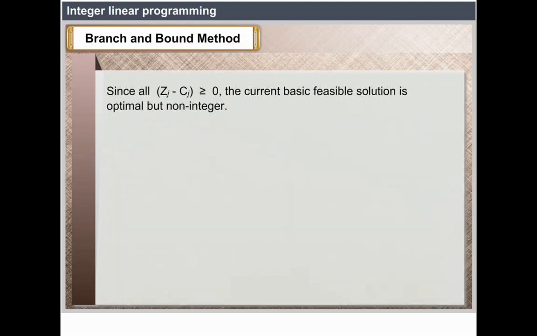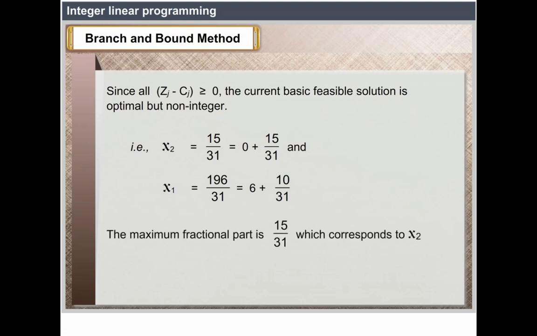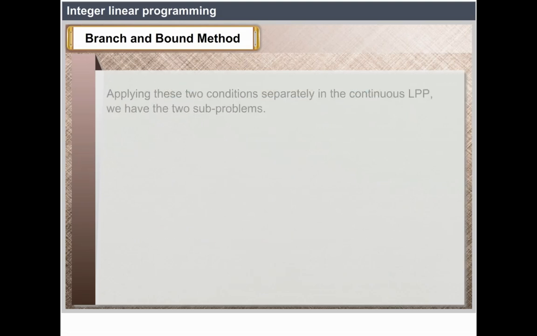Since all Zj − Cj ≥ 0, the current basic feasible solution is optimal but non-integer. That is, x2 = 15 by 31 = 0 + 15 by 31, and x1 = 196 by 31 = 6 + 10 by 31. The maximum fractional part is 15 by 31, which corresponds to x2. Therefore, 0 < x2 < 1. This implies x2 ≤ 0 or x2 ≥ 1.